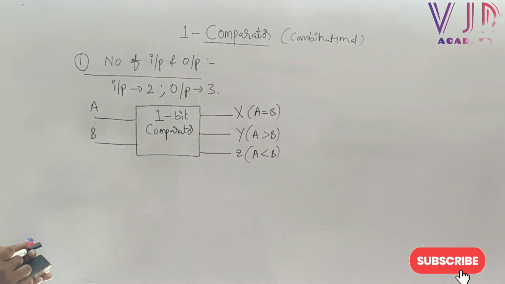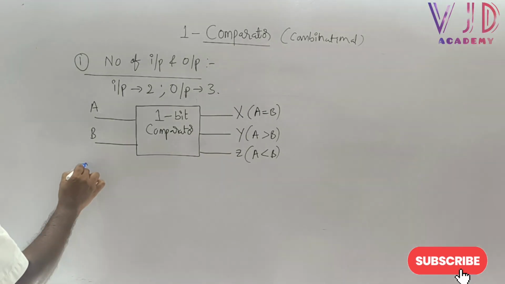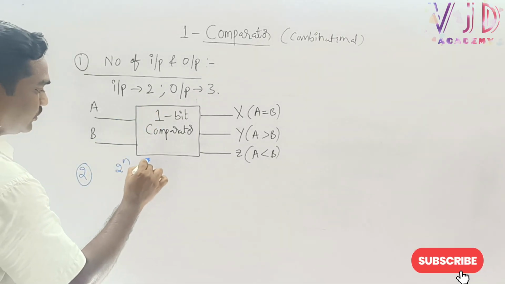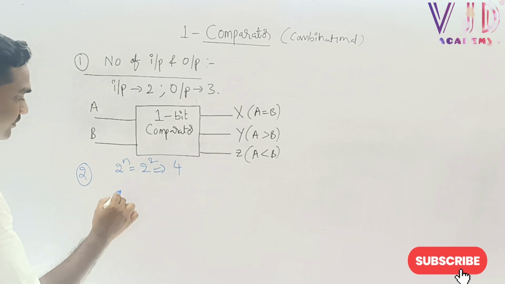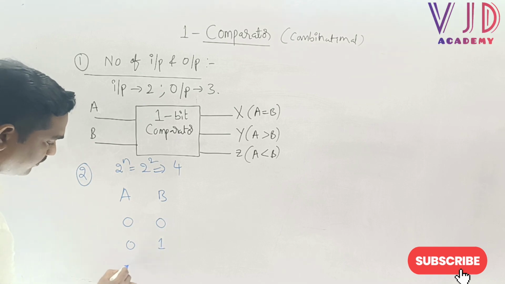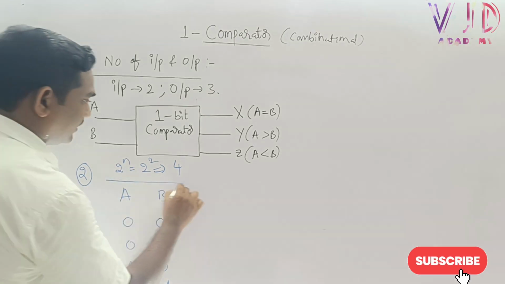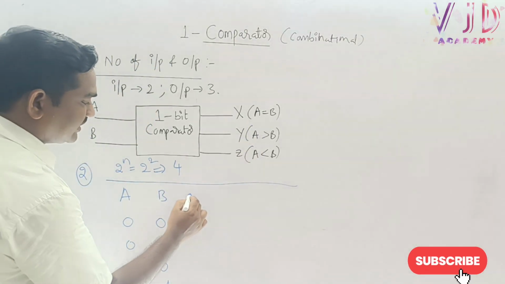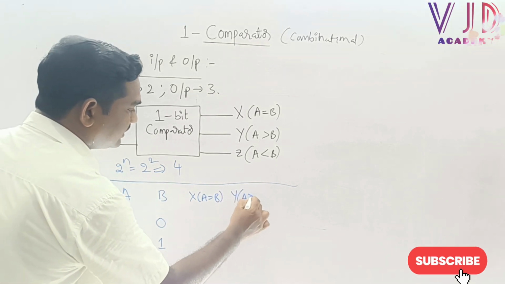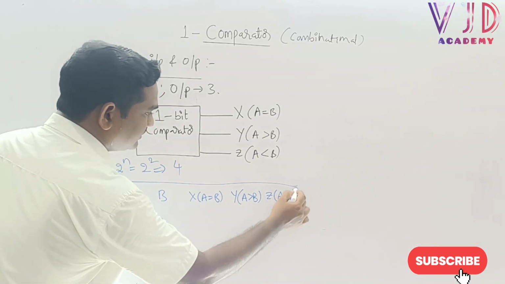And coming to the truth table, a very easy truth table. There are 2 inputs, which means 2 power n, that is 2 squared, so 4 combinations, which for A, B are 0 0, 0 1, 1 0, and finally 1 1. We know this truth table very well. And coming to the outputs, X means A equal to B, Y is A greater than B, and Z is A less than B. These are the 3 conditions.